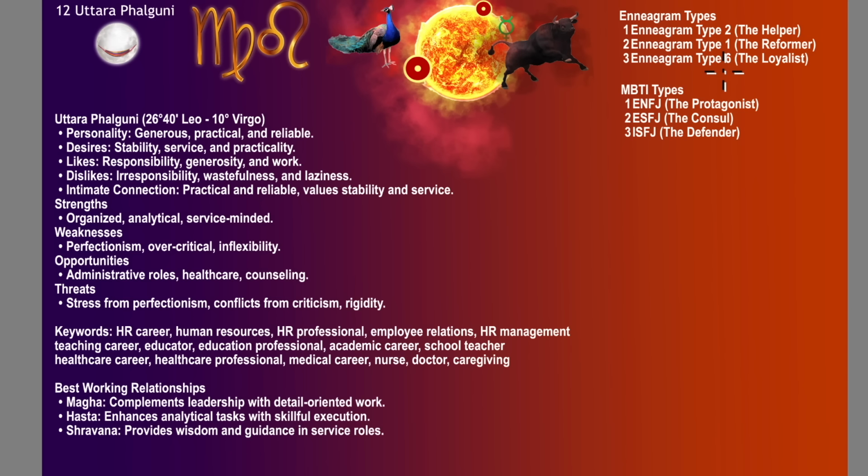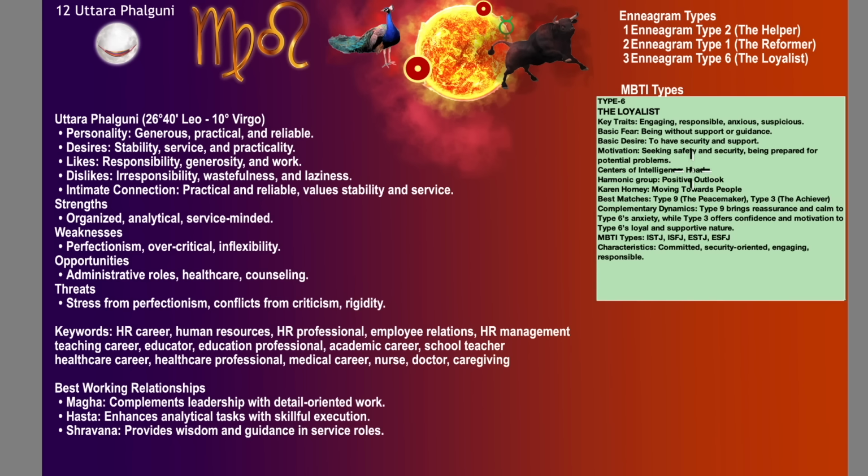Last one on the Enneagram highlight is type 6, the loyalist. Once again, these are people-oriented people, moving towards people. Their key traits being they are engaging, responsible, anxious, and suspicious. Their basic fear is being without support or guidance. Their desire is to have security and support. Motivations are seeking safety and security and being prepared for potential problems.